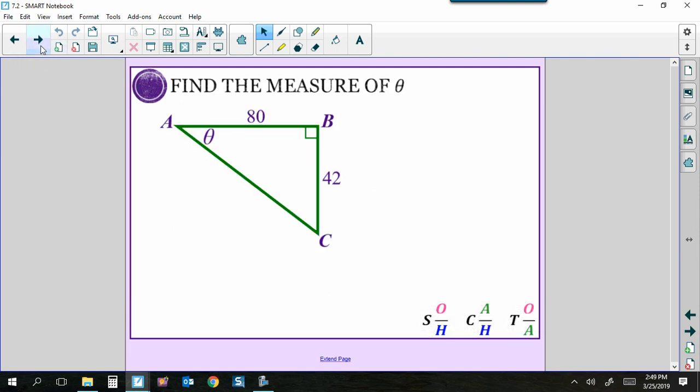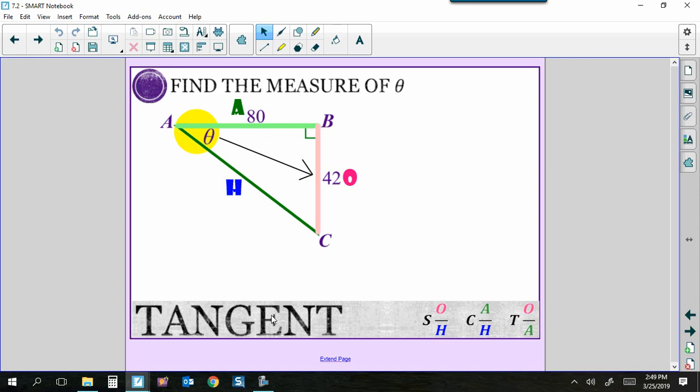And then last but not least, right here, start labeling your sides. AC would be our hypotenuse side. From theta, 42 would be labeled as opposite, while 80 would be labeled as adjacent. Due to the fact that we are saying 42 and 80 are opposite and adjacent, that's going to be SOHCAHTOA. So TOA is opposite adjacent, so this is a tangent problem. So the inverse of tangent of 42 over 80 would give us our angle measure, which would be about 28 degrees. So nice short lesson.